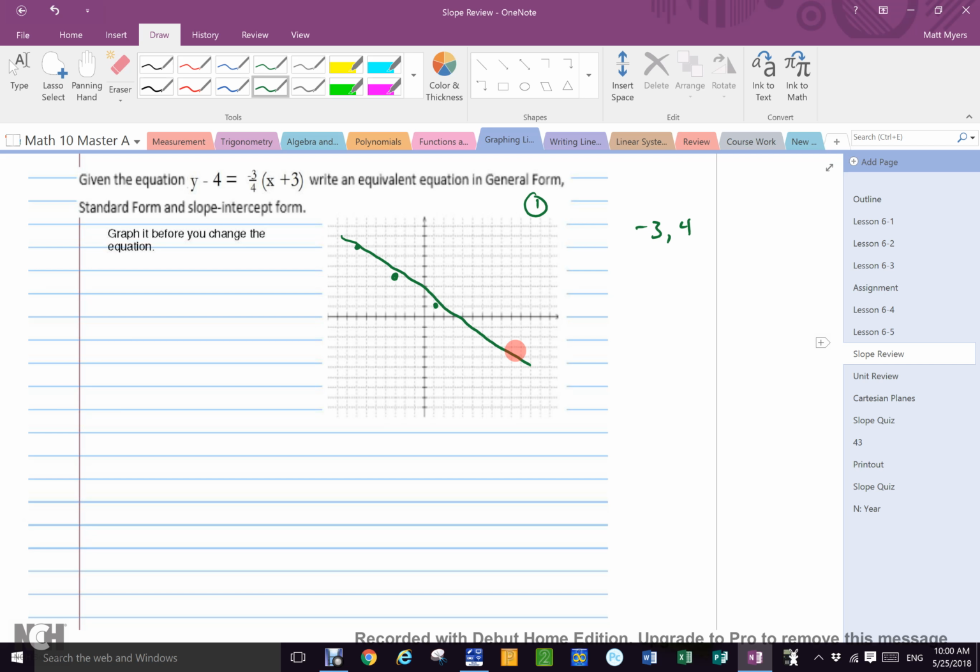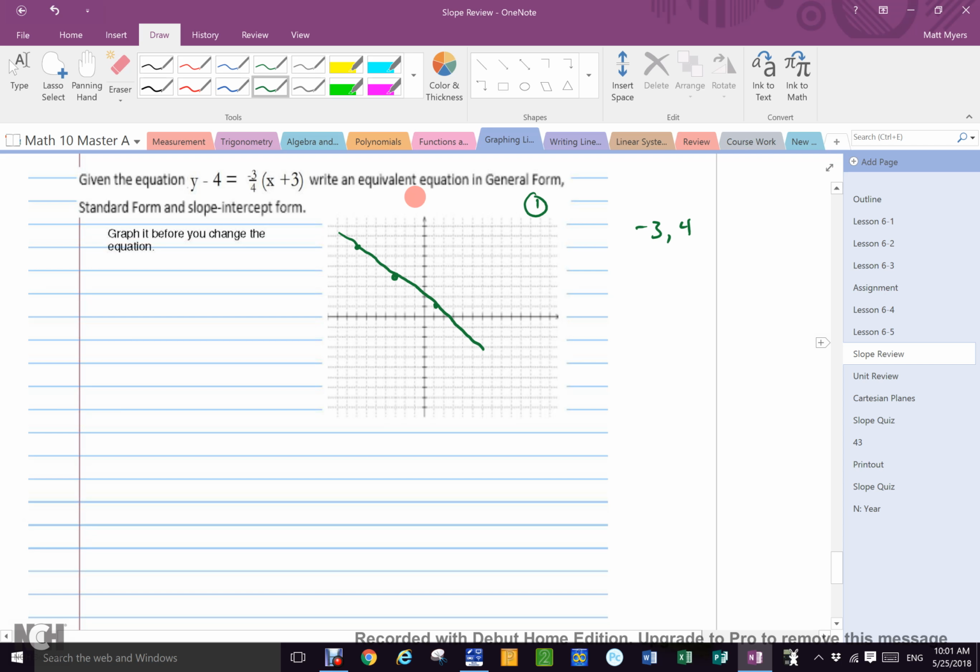Okay? That gets you 1 point for the graph. Remember, if you graphed it some other way, your y-intercept looks to be about 2, but I'm not 100% sure. Now, change it into all the forms.